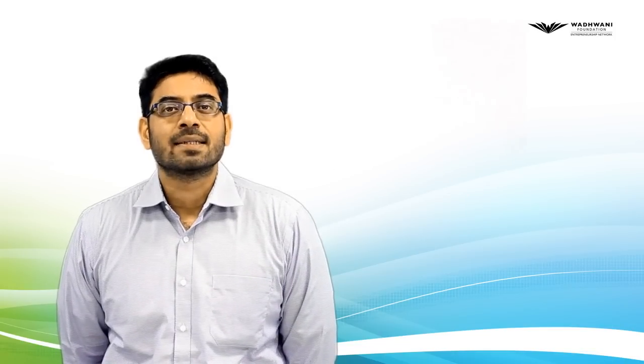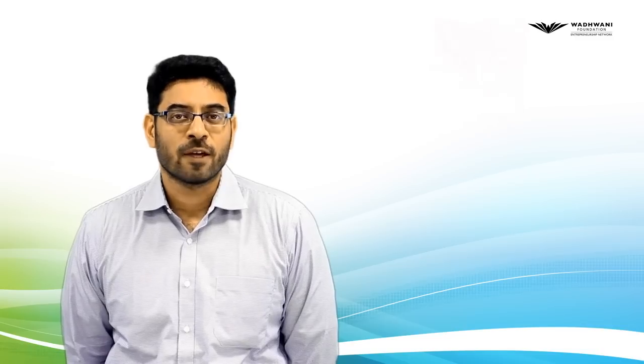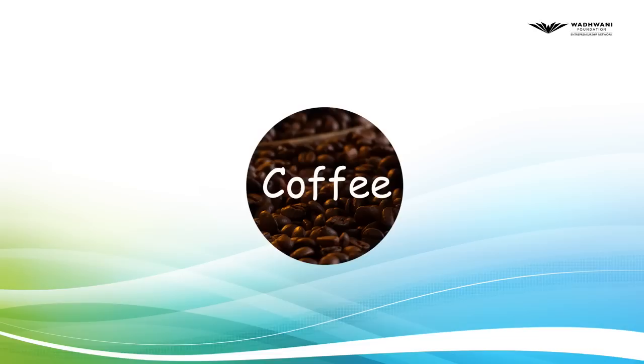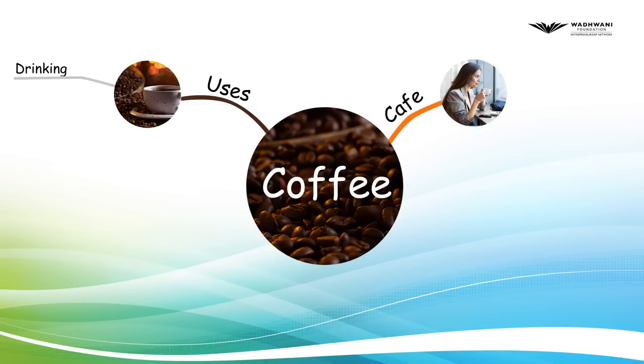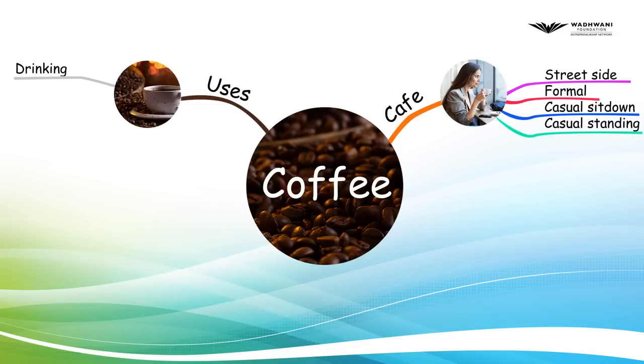Let us look at some business opportunities around coffee. I will place coffee right in the middle of the mind map and then start building the mind map. I can take a step back and look at the properties or the uses of coffee. Taste, a huge property, right? So we can use it for drinking. In fact, that is what most of us do. So drinking coffee is the theme, and we can have a cafe business which can be started using coffee. This can be a street side cafe, a formal sit-down cafe, a casual sit-down cafe, or an all standing cafe.